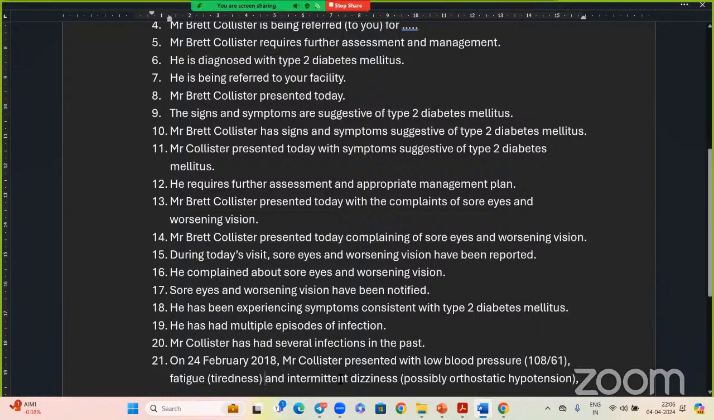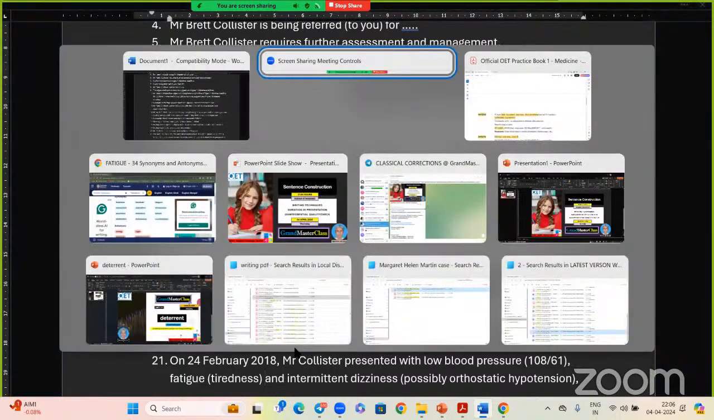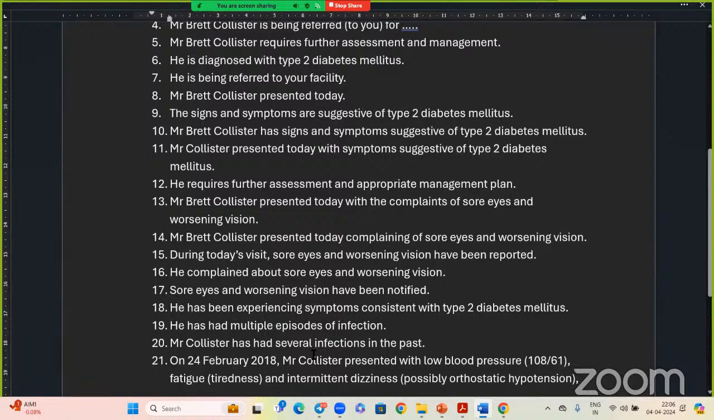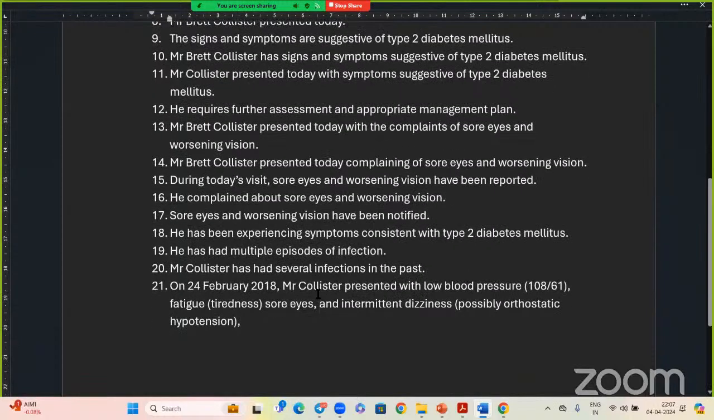Intermittent means off and on. So what else? The order of merit. So now, sore eyes and intermittent dizziness. So how you are adding points is very important. Okay. Now this one you can write in another way. Or you can write in another way. Mixture.